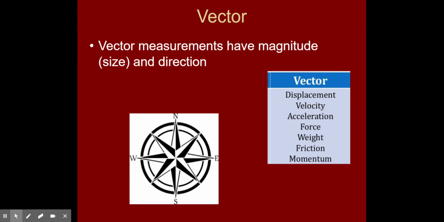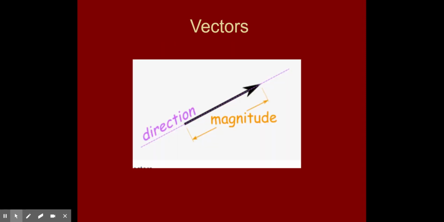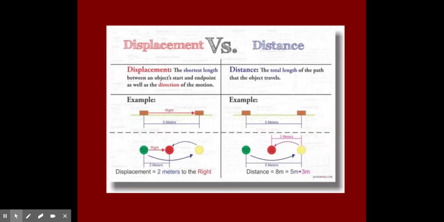Vector measurements have both magnitude, which is size, and direction. Examples are displacement, velocity, acceleration, force, weight, friction, momentum. So whereas 25 or 29 miles per hour as a speed is a scalar measurement, 29 miles per hour north is a vector measurement, because it says not only the size or the speed, but also in which direction you would be traveling. Again, vectors have both direction and magnitude.